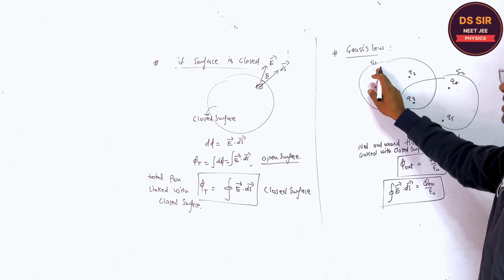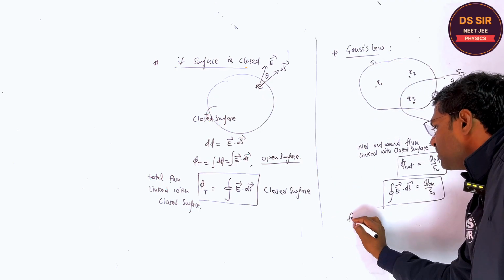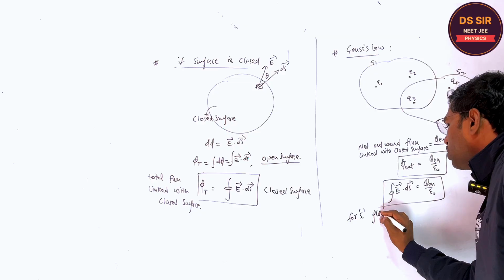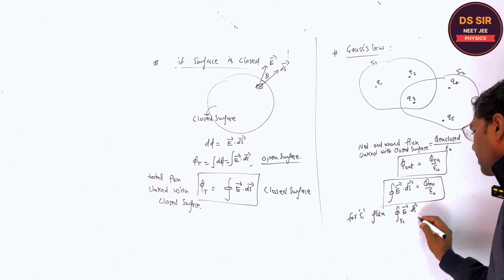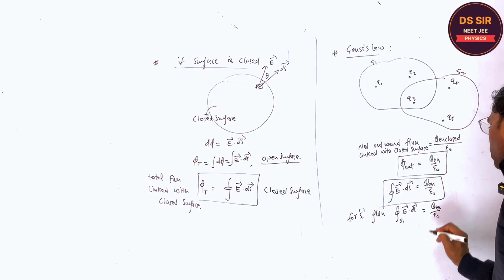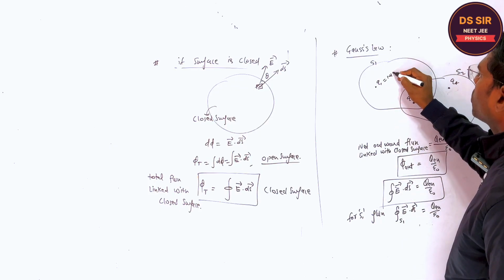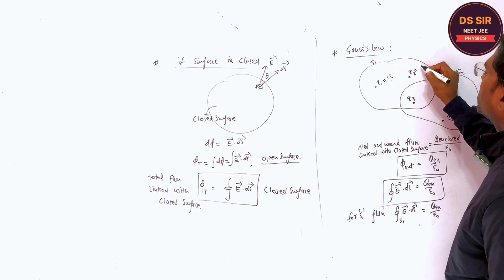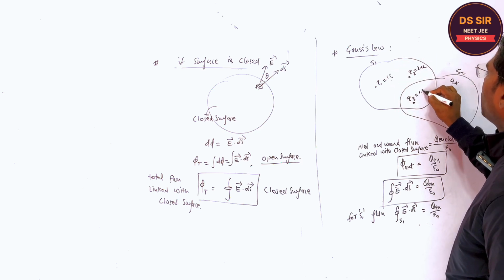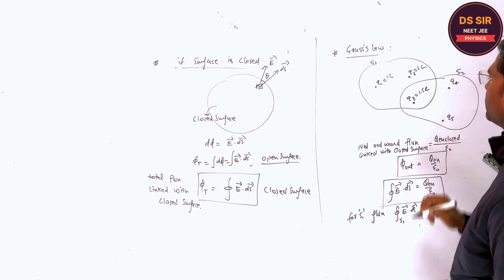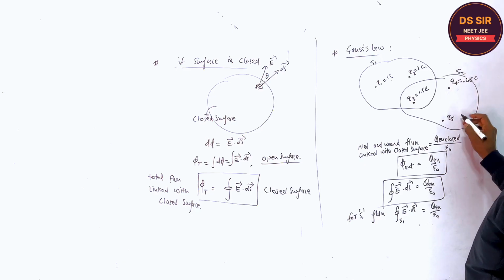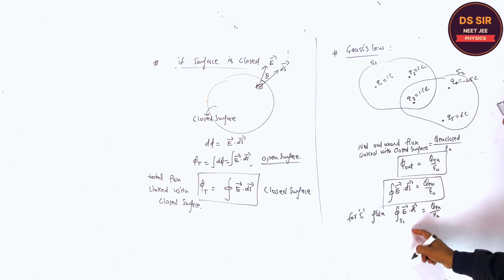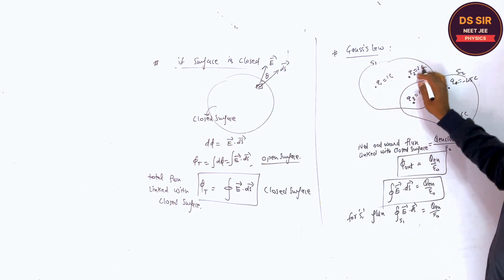Yes. The question is, for surface S1, how to find the flux? The closed integral of E dot ds for surface S1 is equal to the charge enclosed divided by epsilon naught. Suppose this is 1 coulomb, this is 2 coulomb, this is 1.5 coulomb, this is minus 1.5 coulomb, this is minus 2.5 coulomb, and this is 6 coulomb. Can you tell me, for this surface, what is the charge enclosed? Please tell.